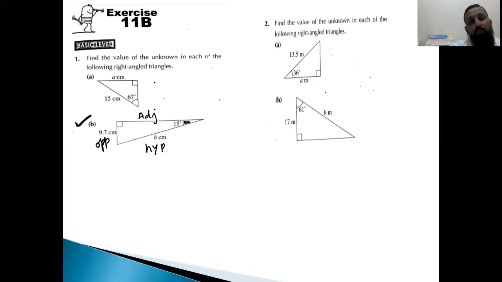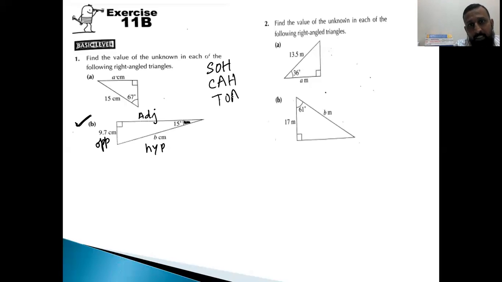Now you see, you need to find out the value of the hypotenuse. What is given to you? Opposite is given to you. What is missing? Hypotenuse is missing. So boys and girls, you need to go for the relation which is between opposite and hypotenuse. So what we have learned: the three magical words, SOH, CAH, TOA.